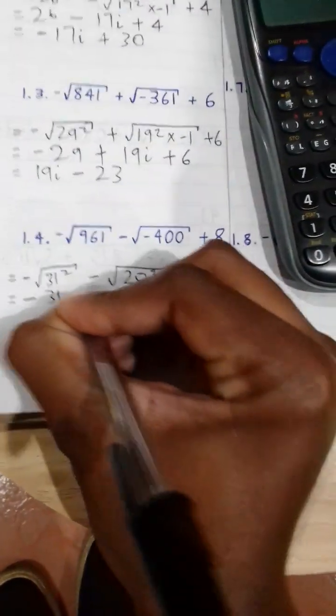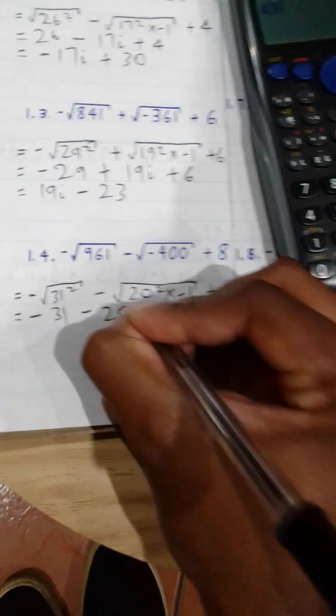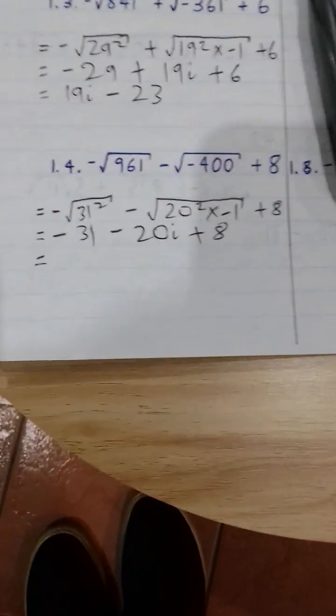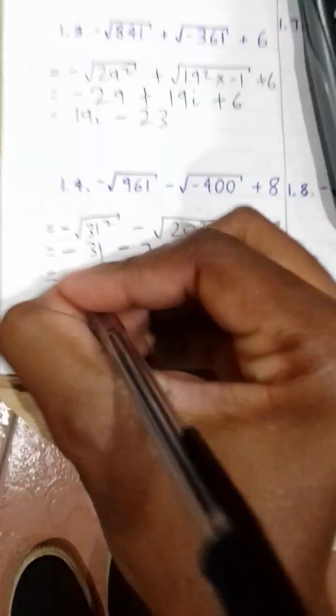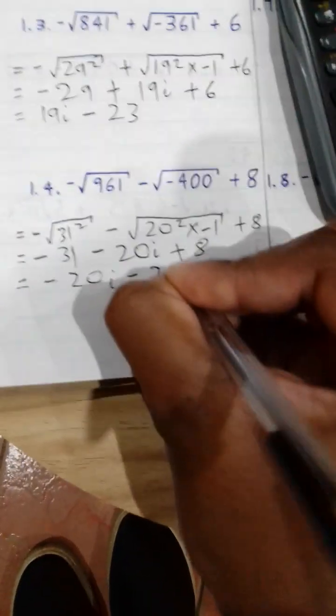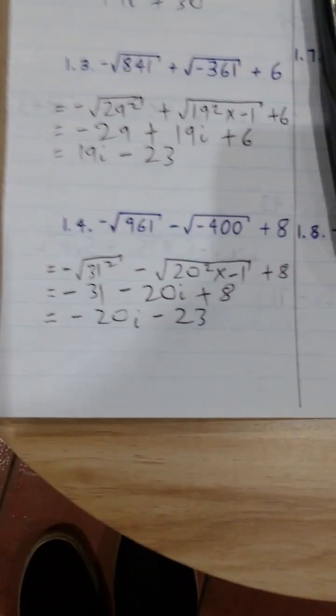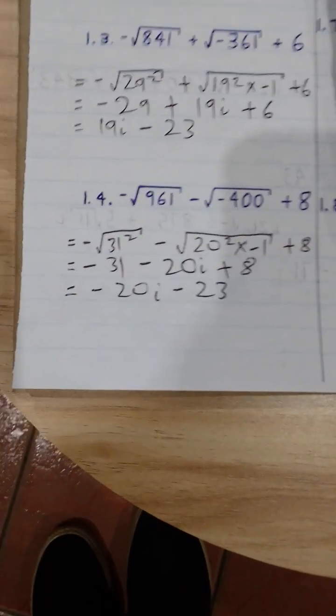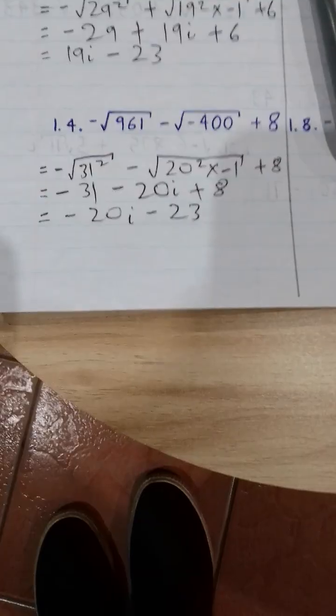Negative square root of 31 squared is negative 31, plus square root of 20 squared is 20 times square root of negative 1 is i, plus 8. Collect like terms. Negative 20i is alone. And then negative 31 plus 8 is negative 23. Okay, you can say negative 23 minus 20i. Hope that is clear. Hope that makes sense.